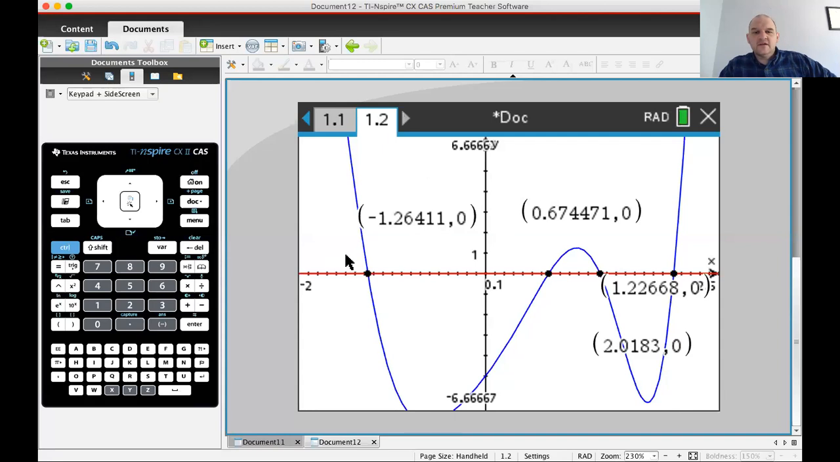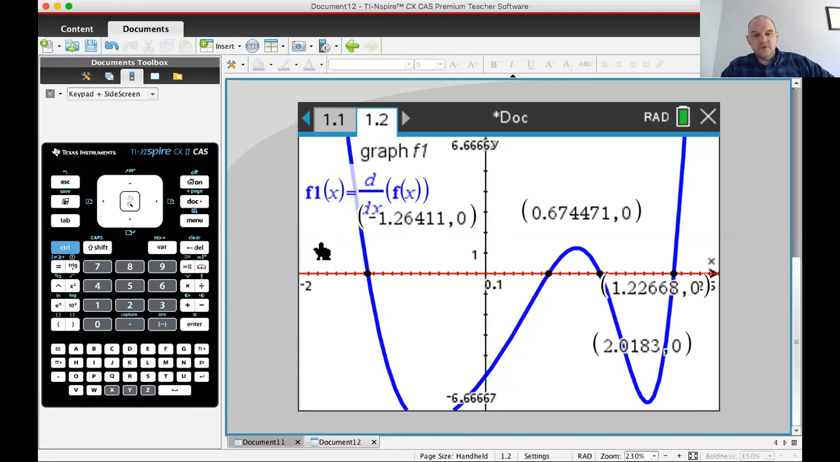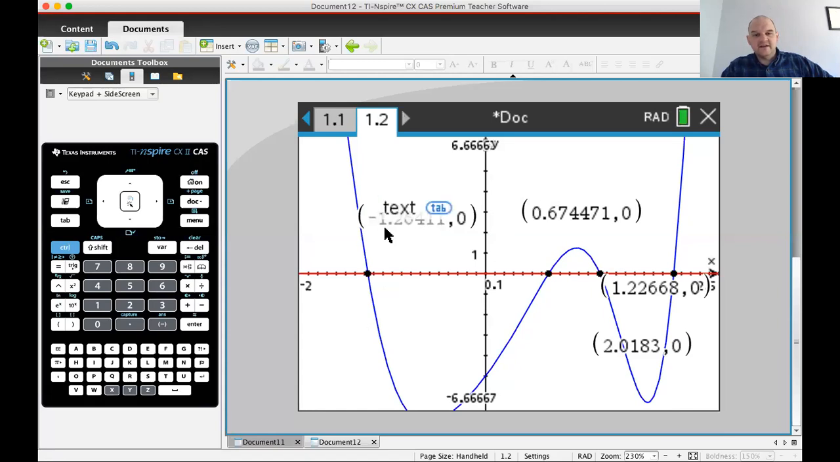All right, so this is the graph of the derivative. The derivative changes from positive, because we're above the axis, to negative at negative 1.264, which means the function will have a relative maximum because the function changed from increasing to decreasing. So this x-coordinate corresponds to a relative maximum on f of x. At 0.674, the derivative changes from negative to positive, so the function changes from decreasing to increasing. That's the x-coordinate of a relative minimum.